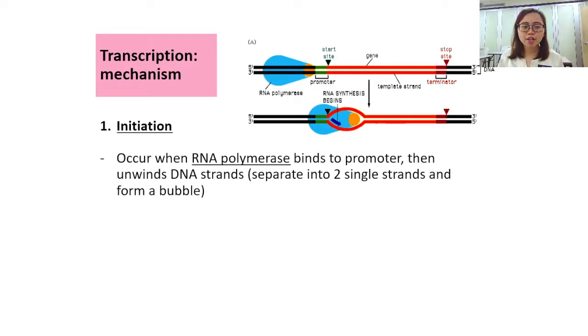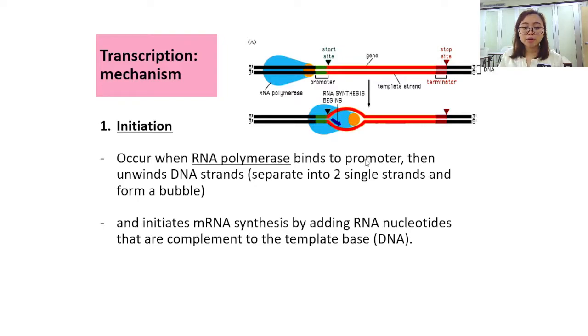Initiation occurs when RNA polymerase will bind to the promoter and then unwinds DNA strands, separates them into 2 single strands, and forms a bubble. So macam mana initiation mula? RNA polymerase akan jumpa promoter, yaitu satu kawasan pada DNA, yang tempat mula kamu punya transcription. So bila dia bind pergi promoter, dia pegang kepada promoter, dia akan mula buka DNA strand. Bila dia buka, kita cakap dia unwinds the DNA strands. So now it will separate into two strands and form a bubble. Kamu boleh nampak sini, bila dia buka bentuk bulat, itulah yang dikatakan transcription bubble.